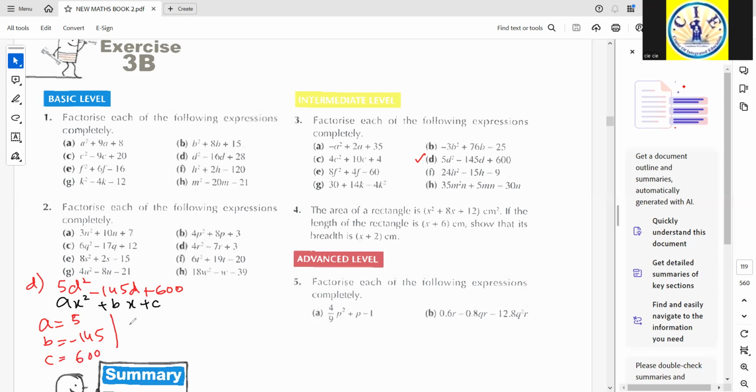Now doing that, A times C, 5 times 600, which is 5, 6 are 30, and 2 zeros for this. 3000. AC is 3000. Now from this 3000, I need to have 145. Okay. For that, let's have the prime factorization of 3000. 2 1500s are, 2 750s are, 2 3s are 6.